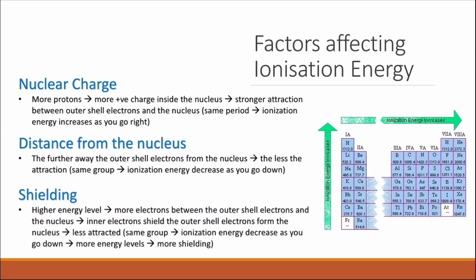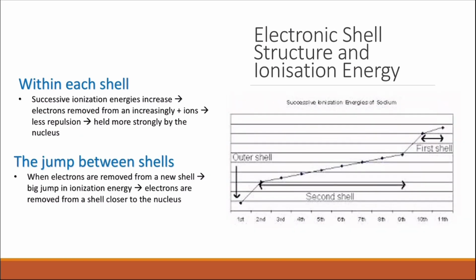And then shielding. We can see the shielding also along the groups. As you go down the group, there will be more inner electron shells, and these inner electron shells act as a shield. They shield the outer shell electrons from the effect of the positive nucleus. So as you go down the group, the ionization energy decreases, and this is because there is more shielding. These inner electron shells shield the outer shell electrons from the nucleus, so they are easier to remove.